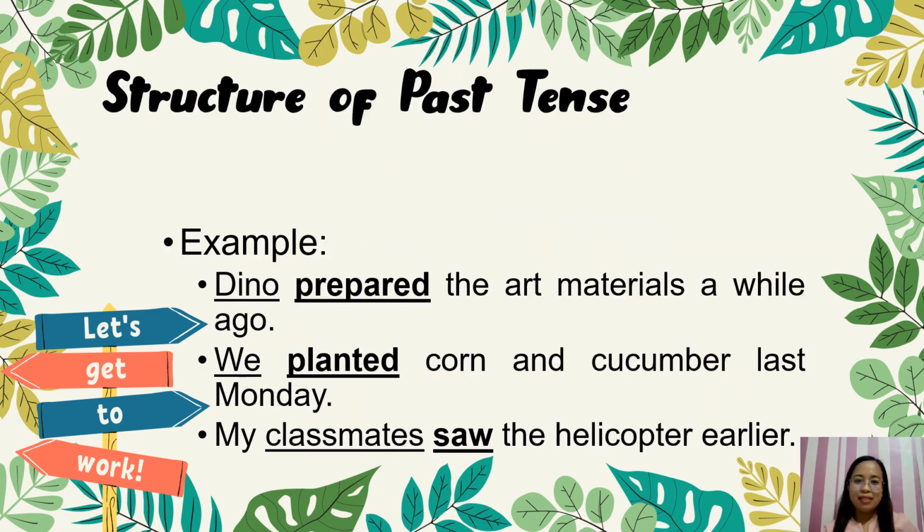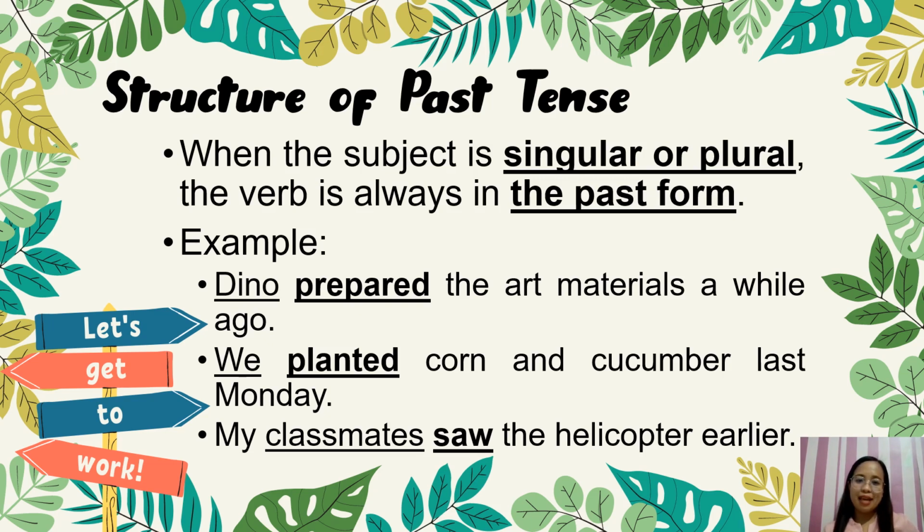How about this one? Let's have the structure of the past tense. Alright. Ito naman yung itsura ng past tense. So, class, when the subject is singular or plural, the verb is always in the past form. Yan, walang dito. Dun sa present tense, di ba, magkaiba siya kung singular or plural yung subject. Sa past tense naman, kahit siya singular or plural, dapat yung verb natin laging nasa past form. Okay?